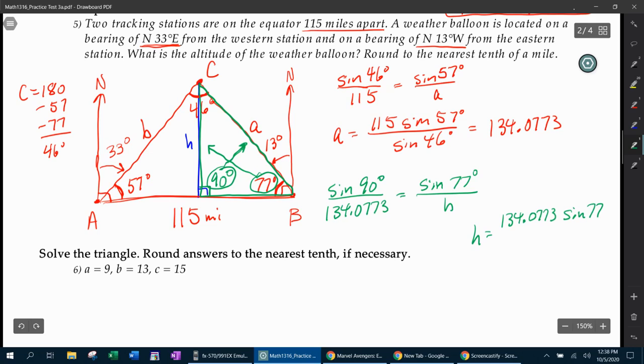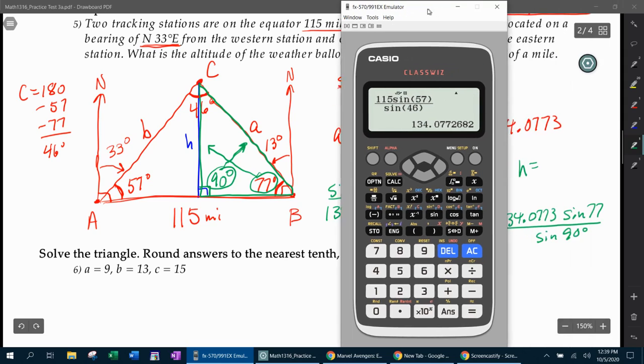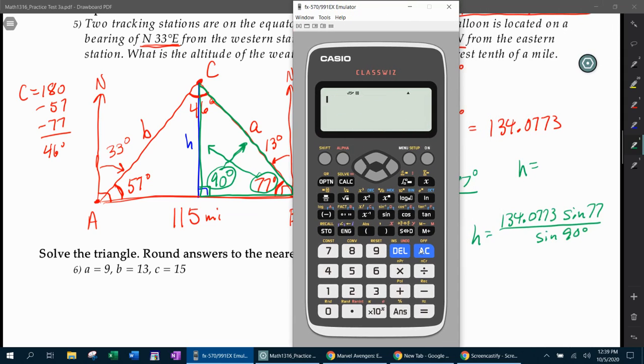Okay, so the height is going to be 134.0773 sine of 77 divided by sine of 90, which I don't know if you know this, sine of 90 is 1. And so really I don't even need to put that in there to get the height. My calculator seems to always be covering up what I need to look at. All right, here we go. You know what? I'm going to put it in there just to show you. 134.0773 sine 77 divided by sine 90.